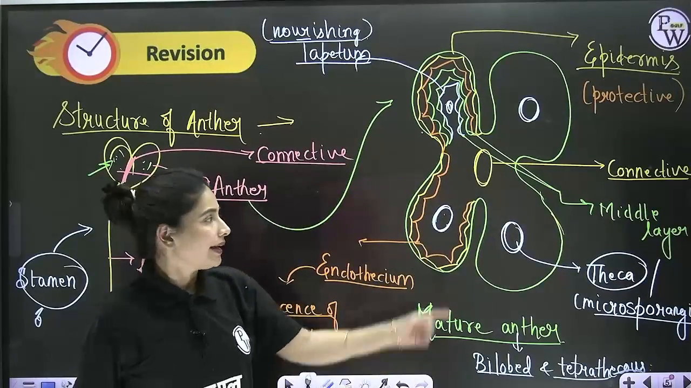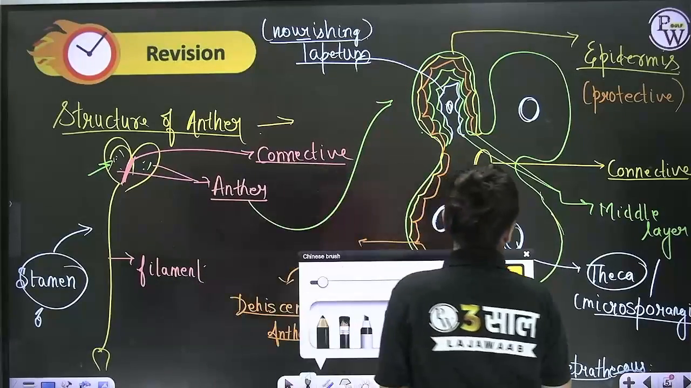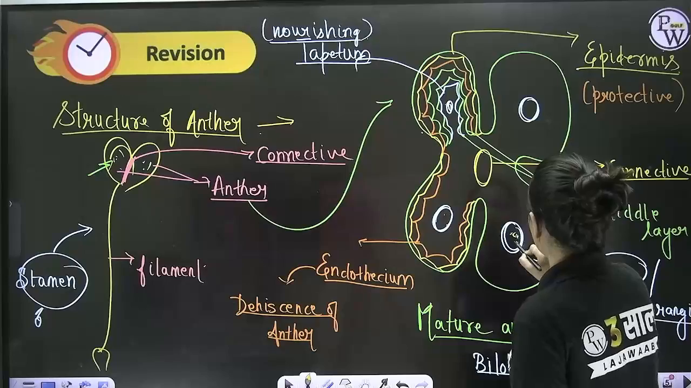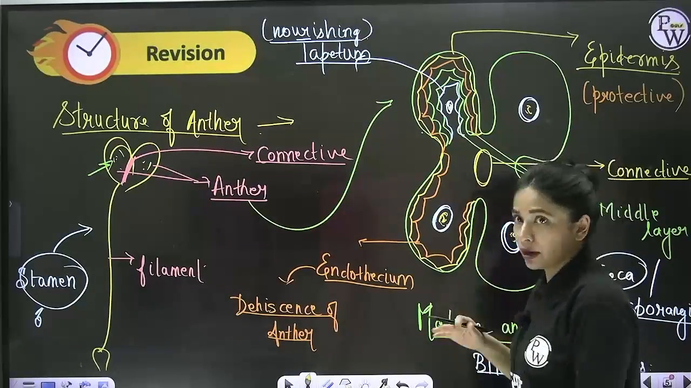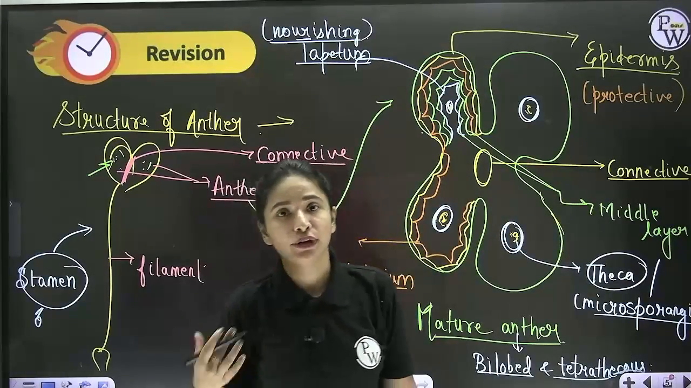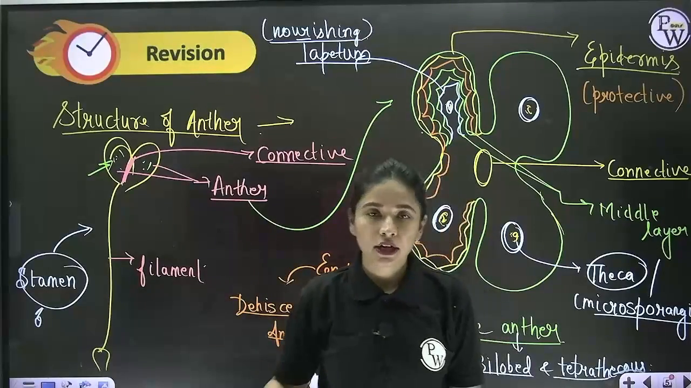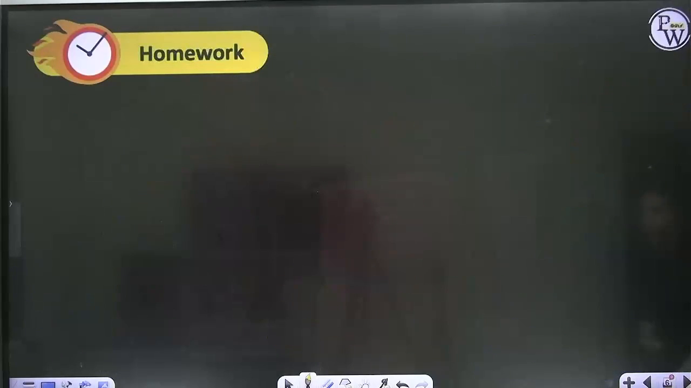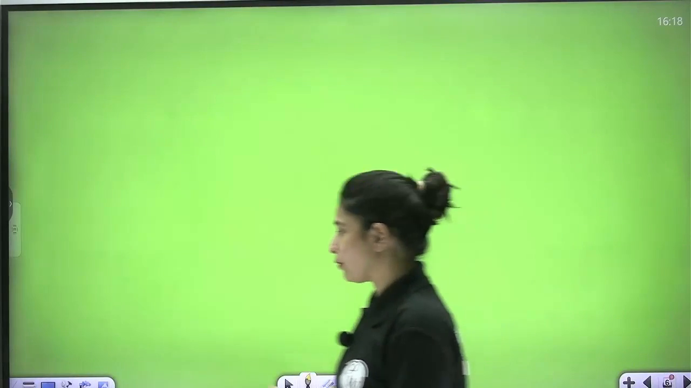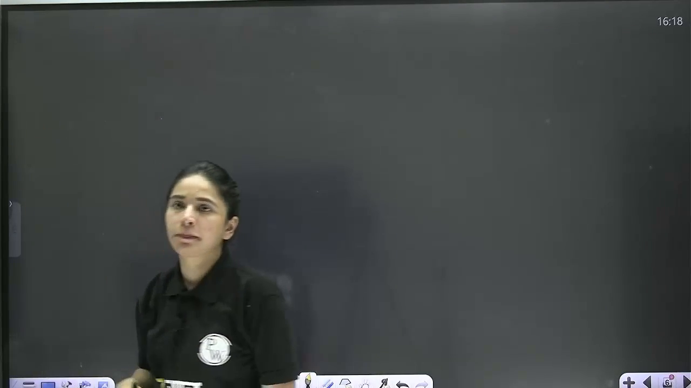And now inside these thecae, inside these chambers, what will be produced? With the help of reduction division, pollen grains will be produced. Now the formation of pollen grains with the help of reduction division is known as microsporogenesis. Correct? So the thecae are the location where microsporogenesis takes place so that pollen grains can be produced. Right? Got my point, everyone?